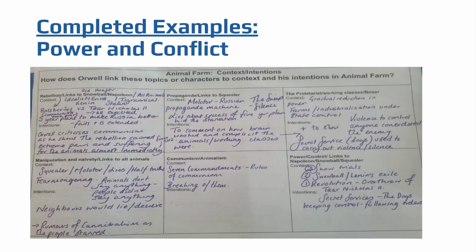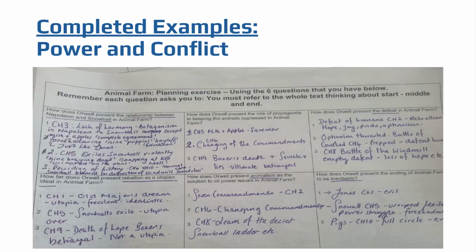Then we've got Animal Farm context and intentions. They're better at Animal Farm context, I think, because the book itself lends itself so well to context focus. But it was just a reminder that they do need to use that, and also to think about what Orwell was intending us to understand from each of the different areas that I put onto the sheet. And then we've got an Animal Farm planning exercise.